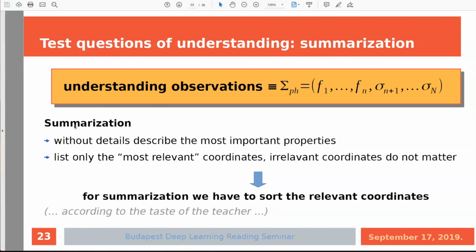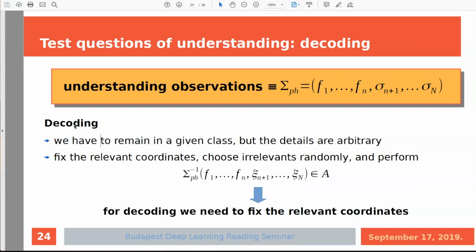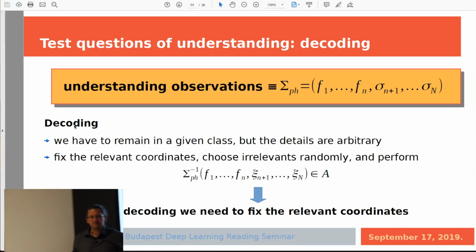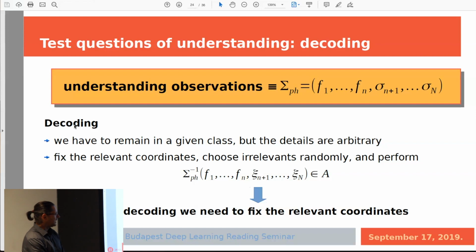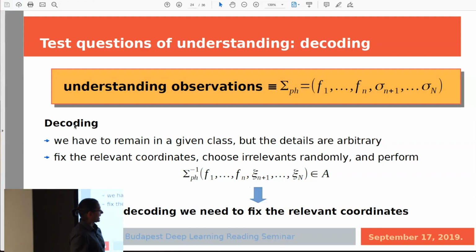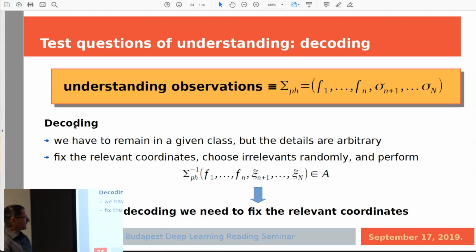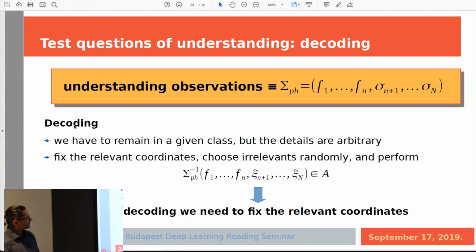And let's take summarization. For summarization, we have to take into account again the relevant coordinates, but not all. We have to somehow sort the relevant coordinates and mention the most important ones, the ones which the teacher thinks are the most important. And finally, decoding. Again, in decoding we want to have a picture in a given class. That means that we have to fix the relevant coordinates, but the irrelevant ones are arbitrary. So we choose the irrelevant coordinates randomly, and take the inverse of this coordinatization, and then it provides you an image, for example, which is in the desired class. So again, for decoding, we need to fix the relevant coordinates.